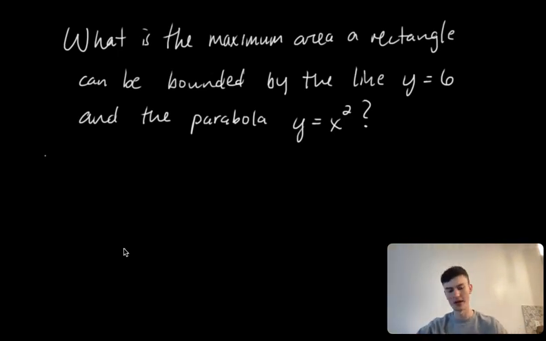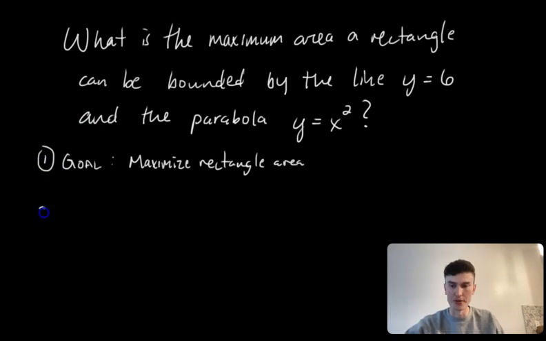So the first step, if you remember, is to write down the goal of the problem, which in this case is we want to maximize the area of the rectangle. Step 2 is draw a picture, which I think is very important in this case because the problem is just a block of text, and a picture really gets you thinking about what the next steps are. So let me draw that for you guys.